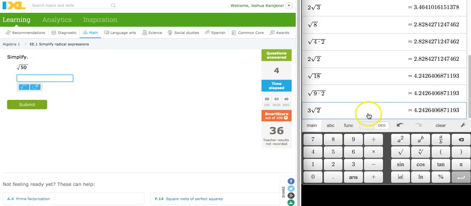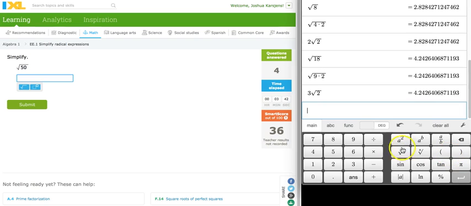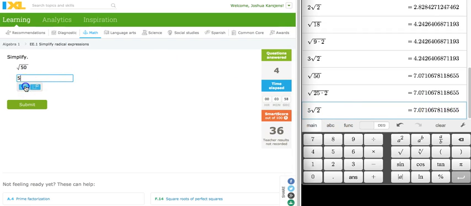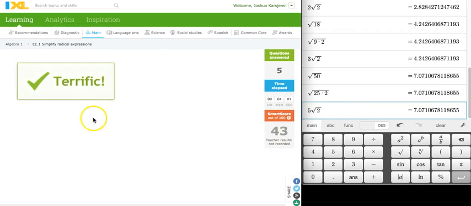Anything else? Square root of 50. Let's end on this one. I think we're starting to get the idea here. Square root of 50. That's 25 times 2, I think would be the best combination. Same thing. The square root of 25 is 5. It's going to be 5 rad 2. Got him. 5 rad 2. Okay, that's it.